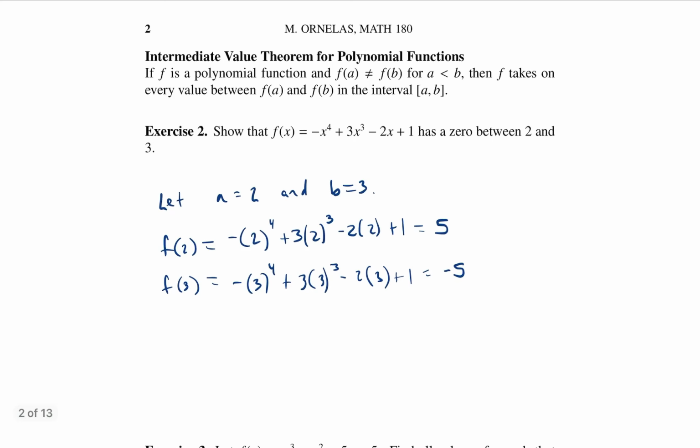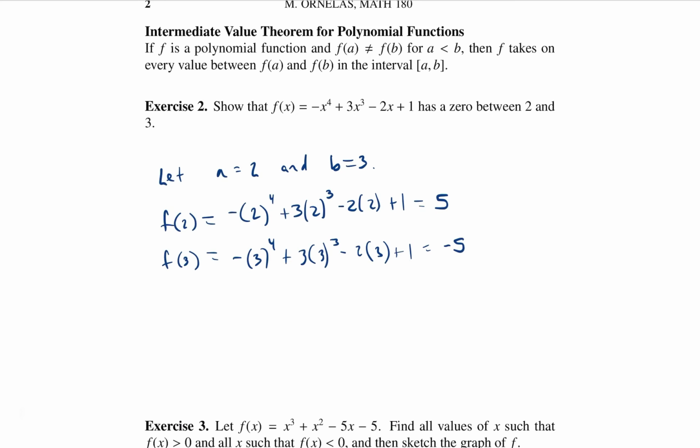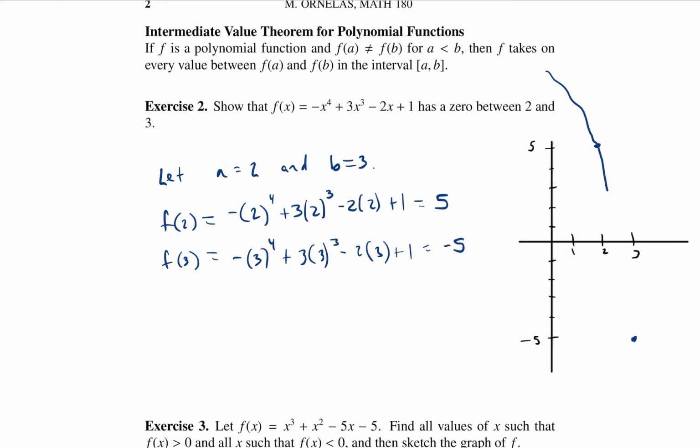All right, so what the intermediate value theorem is saying, well, let's draw the picture so we can get a visual of what's happening here. So we have 1, 2, 3, 1, 2, 3, 4, 5. All right, so at f of 2, the function value is 5, and at f of 3, the function value is negative 5. So what the intermediate value theorem says is that f takes on every value between that.